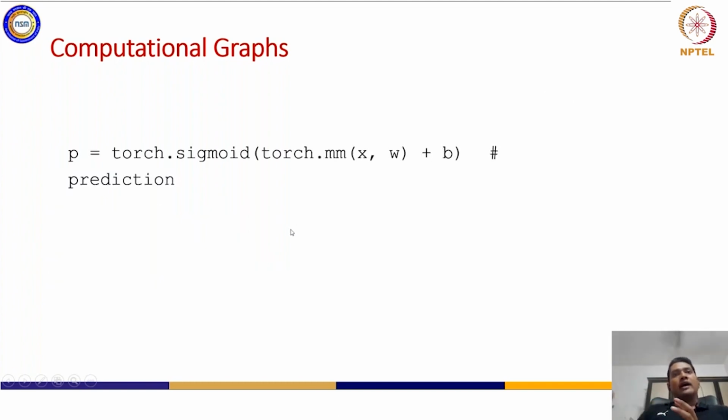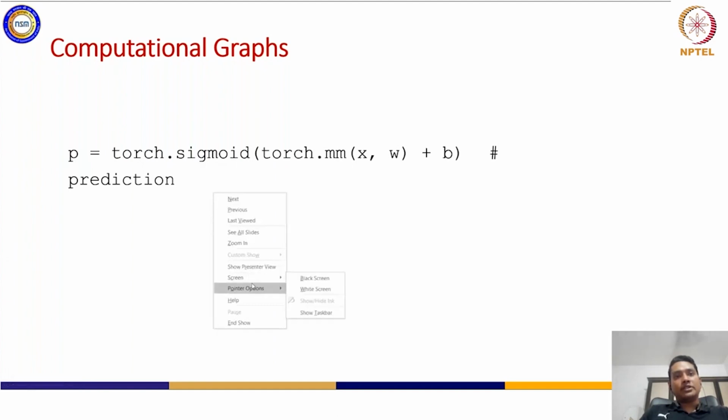So once we have the computational graph defined, here P is the prediction of the output, and as you can see, X into W, we are doing matrix multiplication, plus B. So this is the linear operation that we are doing, and then we are applying the sigmoid function. The sigmoid function is essentially the nonlinear function you want to apply onto the output of the linear function, and then you are using this prediction for computing your loss, right?